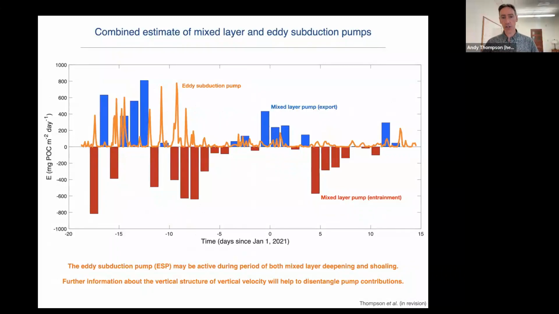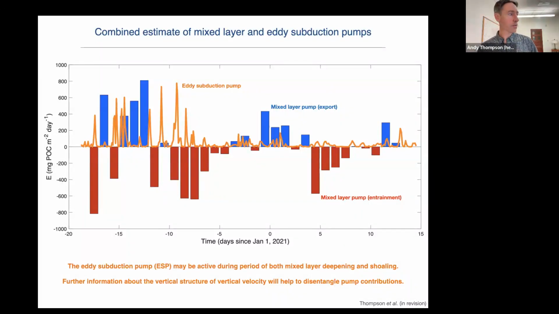Okay, and then the last slide I will show is actually trying to put these two flux estimates on the same time series, on the same figure. And again, the blue and the red here are the estimates of mixed layer pump export and re-entrainment, respectively. And then the eddy subduction pump, because it's always acting to restratify, always gives you this positive export flux. So the first thing to notice is that they are about the same magnitude. And then perhaps most importantly, we see periods of the eddy subduction pump being active during both times when the mixed layer is deepening and when it is shoaling.